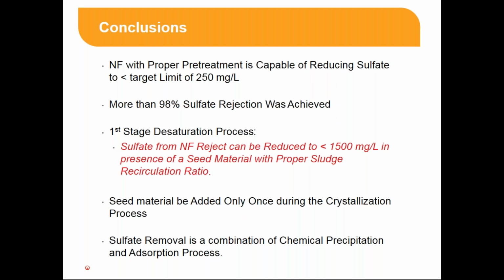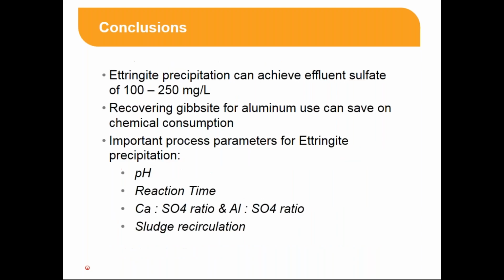In this two-stage process, chemical precipitation, adsorption, and co-precipitation all happen in the sulfate removal process. The ettringite precipitation reduces the sulfates down to 100 to 250 milligrams per liter. If you want to get down to very, very low concentrations, you need to increase your reaction time and your aluminum to sulfate ratio. Those are very important parameters.